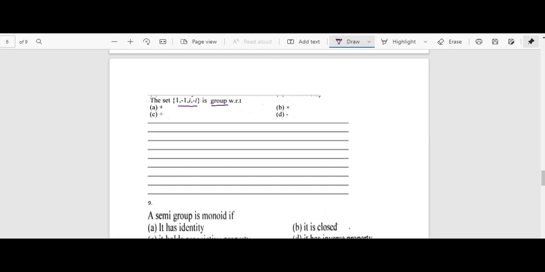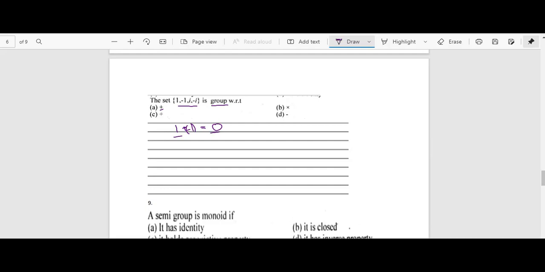here, if I basically use the operation plus, I will get 1 plus minus 1, that is 0. So this is my identity element, right? In case of addition. Why? Because whenever I add the additive inverse to the element, I get 0. And I do not have 0 in this group. So clearly A cannot be the answer, right?